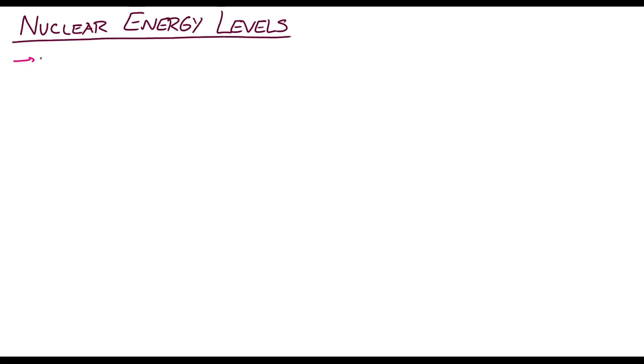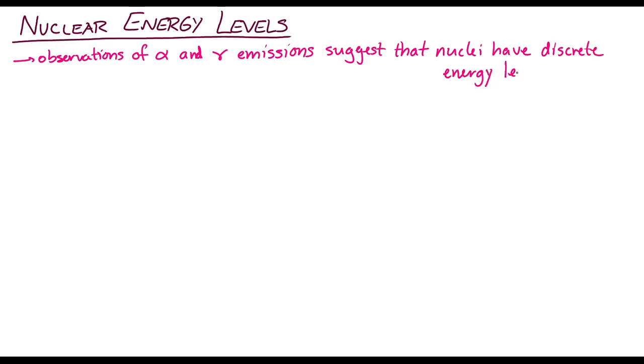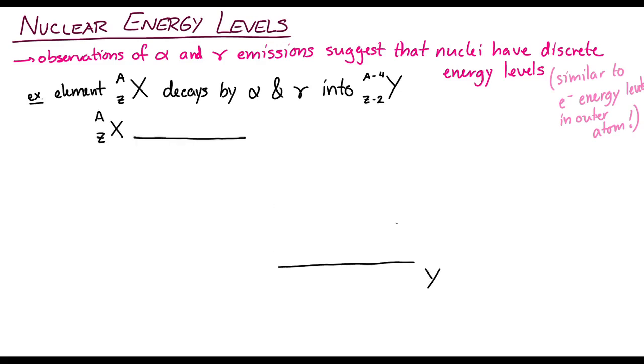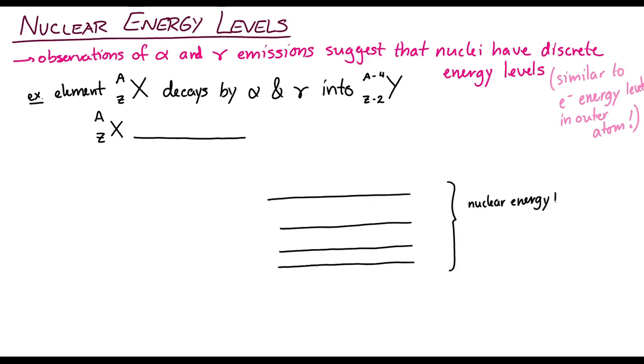And now we'll move on to nuclear energy levels. So it turns out that observations of alpha and gamma emission from nuclei suggest that nuclei have discrete energy levels, sort of like how electrons exist in discrete energy levels in the outer part of an atom. So I'll draw an example of how these are depicted. Let's say that we have some element X, and it decays by alpha and gamma emission into element Y. It turns out that this element Y may have multiple energy levels, nuclear energy levels. And I'm going to write down what those energy levels might be.